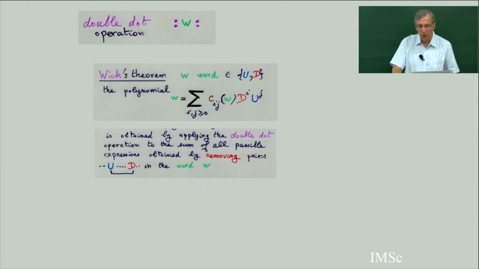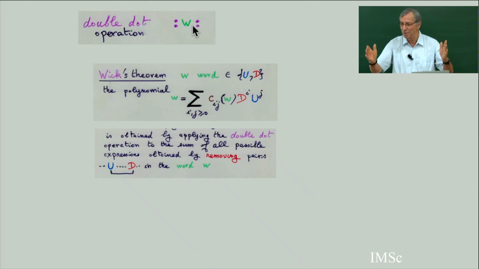And so the Wick theorem tells you that this is a very classical polynomial. The Wick theorem tells you how to expand when you have a word W, and you use the commutation relation ud equals du plus identity. You have a unique polynomial to expand like this, and the Wick theorem tells you that this polynomial is obtained by applying the double dot operation to the sum of all possible pairings you can do by pairing a u with a d. So what is the double dot operation? Sometimes there's some ambiguity in physics papers. The double dot is when you have a word in u and d, you put all the d on the left and the u on the right. So it's just an abelian image of the word.